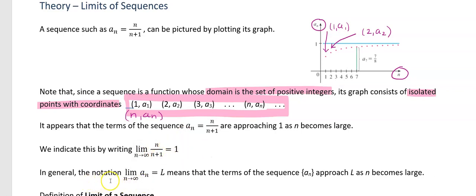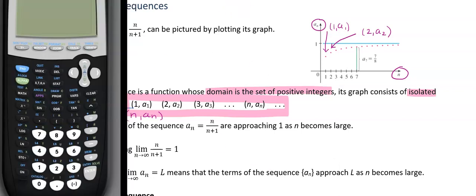In general, the notation the limit as n approaches infinity of a sub n equals L means that the terms of the sequence a sub n, so that's the name of our sequence here and inside our limit notation, approach the limit L as your n's become really, really big. Now, before we go any further in limits of sequences and doing more rigorous problems with those, I do want to show you how to graph a sequence on your calculator.